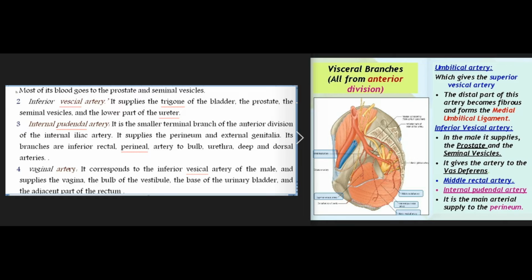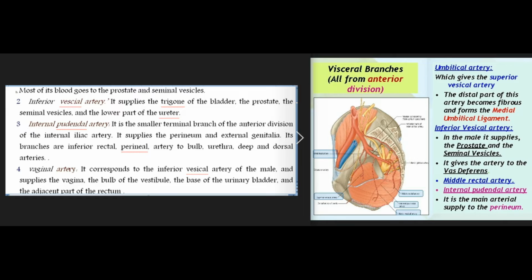2. Inferior vesical artery. It supplies the trigone of the bladder, the prostate, the seminal vesicles, and the lower part of the ureter. 3. Internal pudendal artery. It is the smaller terminal branch of the anterior division of the internal iliac artery. It supplies the perineum and external genitalia.